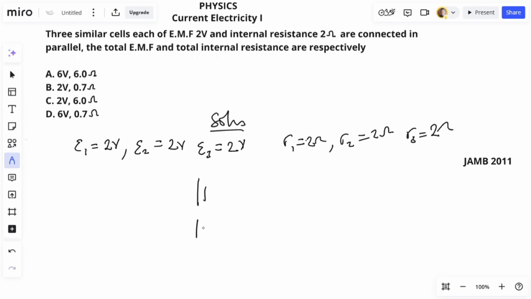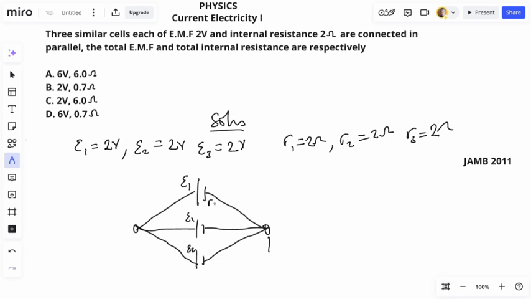First cell, second cell, third cell. So this is what a parallel connection will be. This is it. This is a parallel when the three devices share the same terminals. That we call what? A parallel connection. So this is our E1, E2, E3 with their internal resistances R1, R2, R3. So they are connected in parallel.